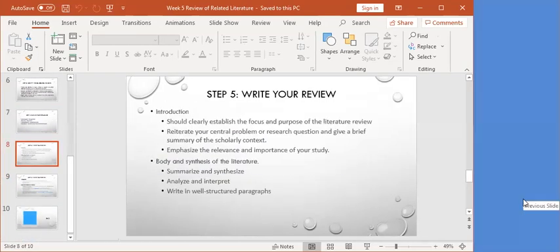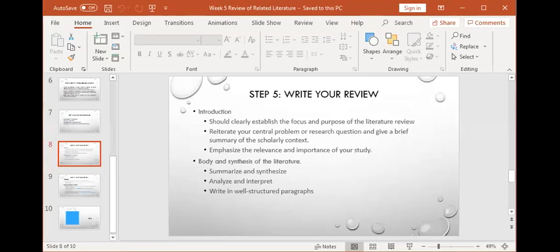So how do we write the review? Of course, we have the introduction. This should clearly establish the focus and purpose of the literature review. We reiterate the central problem or research question and give a brief summary of the scholarly context. So here, it is emphasized the relevance and importance of your study. Again, relevance and importance of the study.